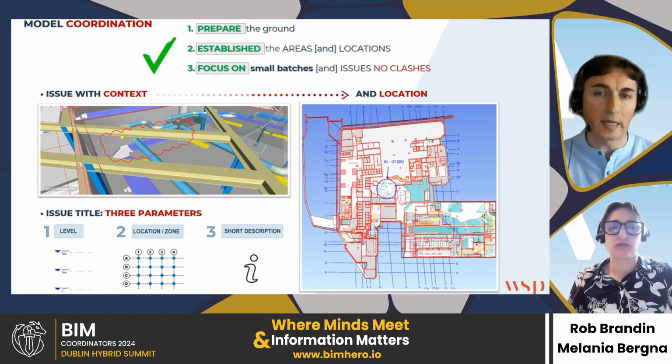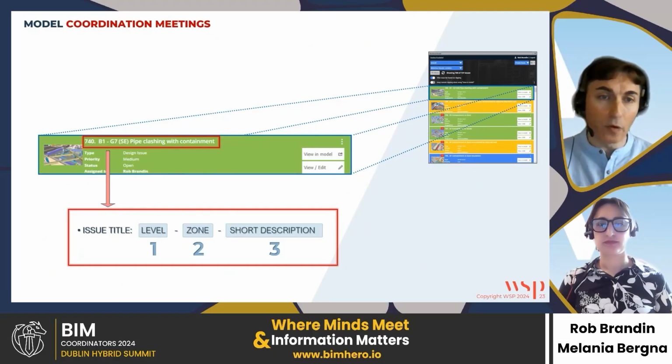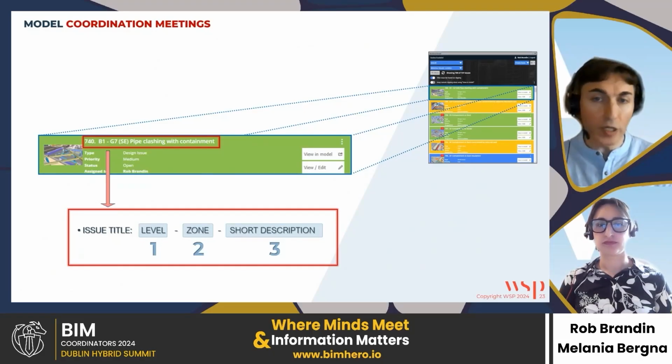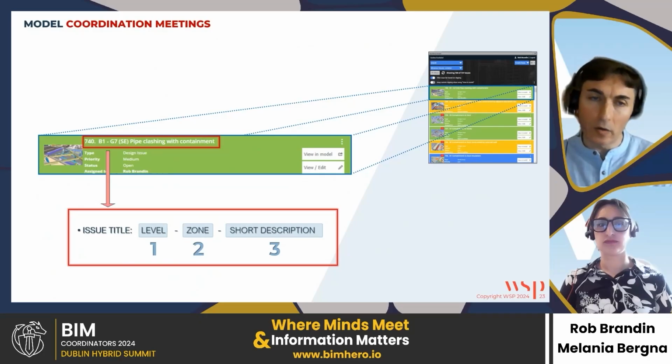One of the examples, New Format Connect, is the title. As I said before, you put everything in the title. You don't need to put anything in the description because it will take more time and more clicks. So you go to the level, which is B1, and then the zone, which is G7 Southeast. Then you have the short description where you can pretty much see everything. It has to be short because otherwise it will be very long and you don't see everything. And then you move on. That is the idea behind it.